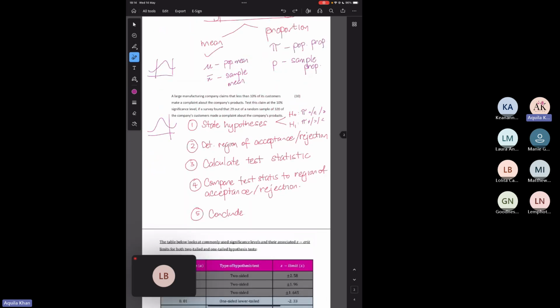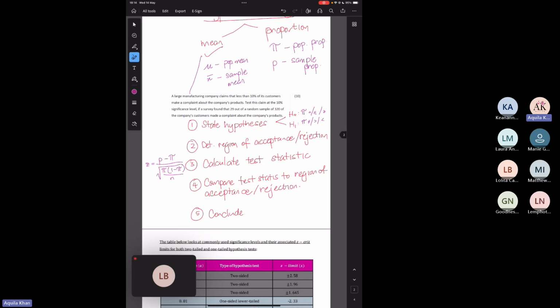Sorry, I'm just going to remove those diagrams. To calculate your test statistic, it's the same formula that we saw in Learning Unit 7, where your test statistic, which is denoted by the letter Z, is calculated as P minus pi over the root of pi multiplied by 1 minus pi over n. This is the same formula that we used in the previous learning unit, but this one is applicable to a proportion.